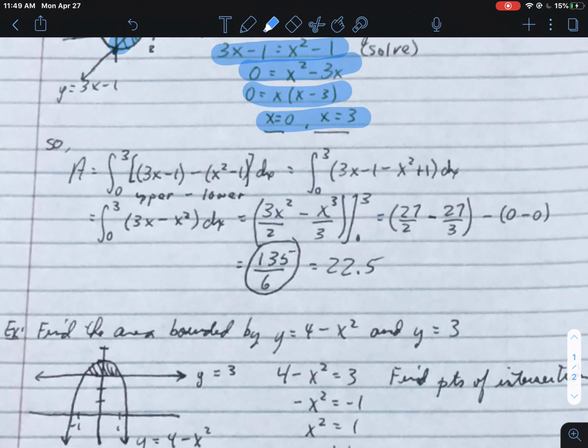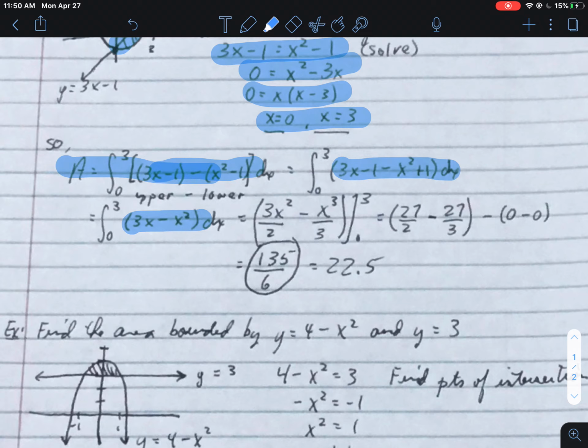Now, once we have that, we're back to business as usual. We're just going to set up our integral. So here's our area, integral from 0 to 3 of the upper function minus the lower function. So 3x minus 1 minus x squared minus 1. Now, as always, watch your basic algebra. I need to distribute the negative through that second function. So I've got 3x minus 1 minus x squared plus 1. This is all simplifying the integrand initially. So the ones will subtract out. I'm left with 3x minus x squared. So I've got the integral from 0 to 3 of 3x minus x squared.